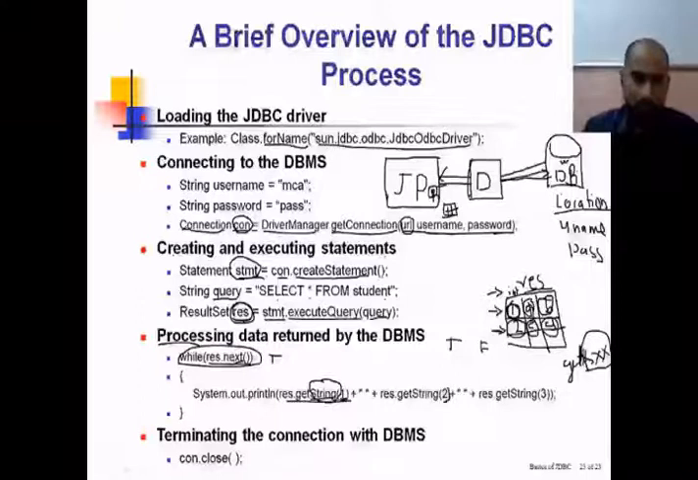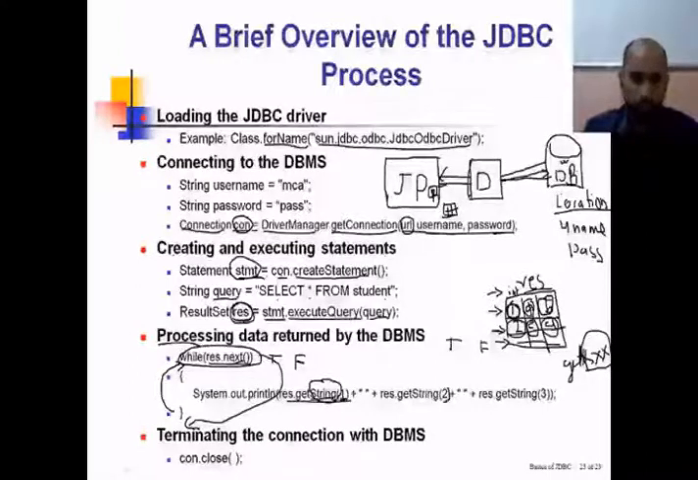And again it goes back to the while. It is executed again. This time the virtual cursor is moved to the next row, but as there is no data present, res.next will return false. As it returns false, we are out of the loop. So like this we can process the data which is returned by the DBMS in our Java application.